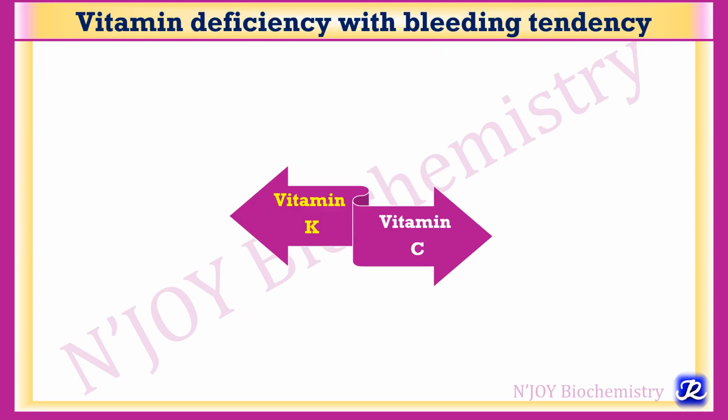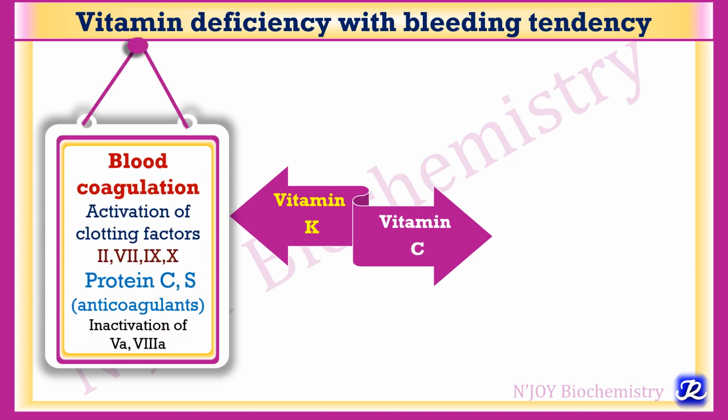Which vitamins are associated with the bleeding tendency? If they are deficient, there are two vitamins. If they are deficient, they will manifest as a bleeding tendency. For example, the fat soluble vitamin, that is vitamin K, and the water soluble vitamin, that is vitamin C.